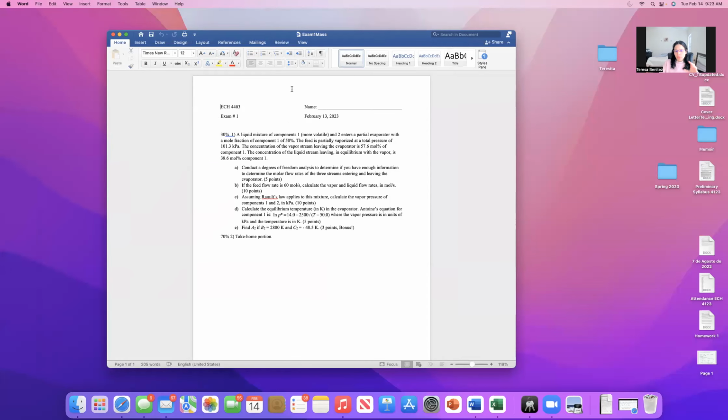Okay, so this was your exam, and it said that you had a mixture of two components entering a partial evaporator, and I'll draw a diagram soon on my iPad. Part of it was turned into vapor, still a mixture of the two, and part of it remained liquid, still a mixture of the two. Part A asks you to conduct a degree of freedom analysis to determine if you have enough information to determine the molar flow rate of the three streams entering and leaving the evaporator. So this means F, V, and L.